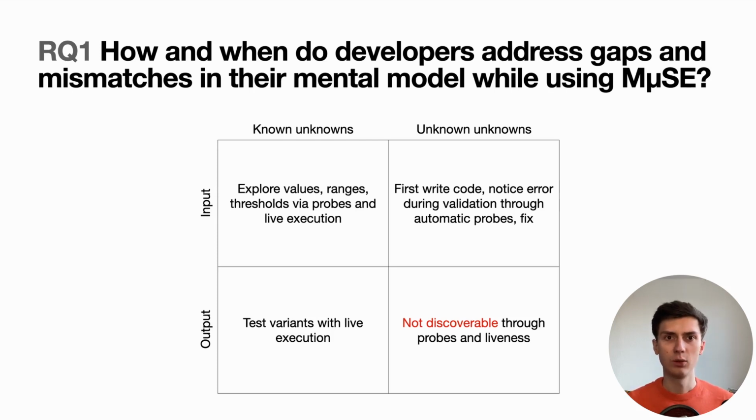However, we noticed that MµSE lacks support for detecting unknown unknowns in output. In such cases, developers would notice an erroneous behavior, but could not detect which component was its origin.